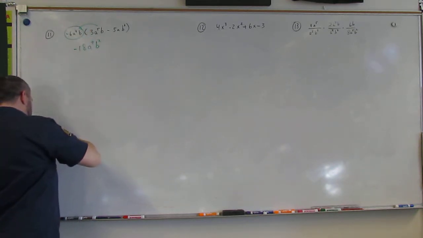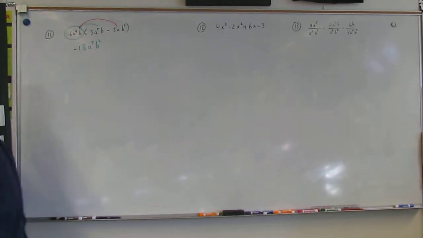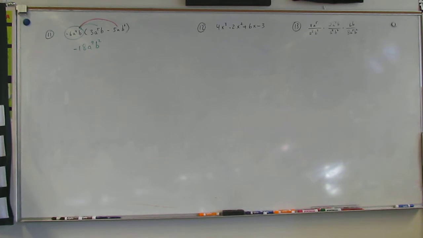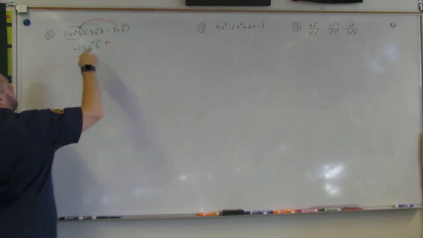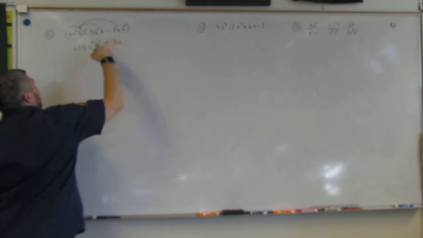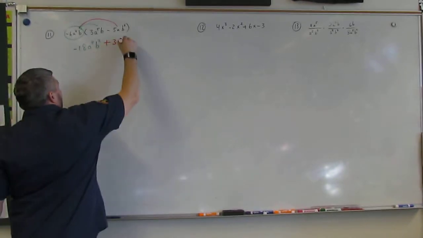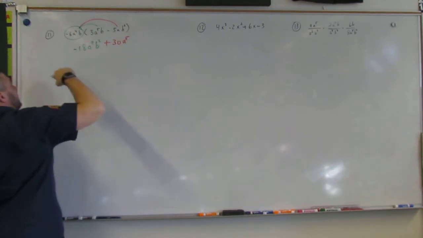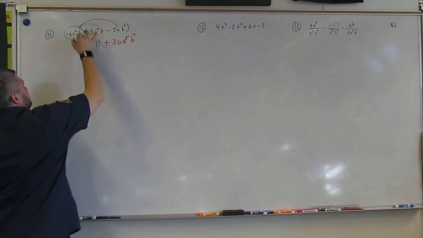Okay, we're going to do the same thing, except to this guy. Negative times a negative is a positive. Okay, and 6 times 5, 30. A to the 4th and A, A to the 5th. Boom. B times B to the 6th is B to the 7th. Done, son.